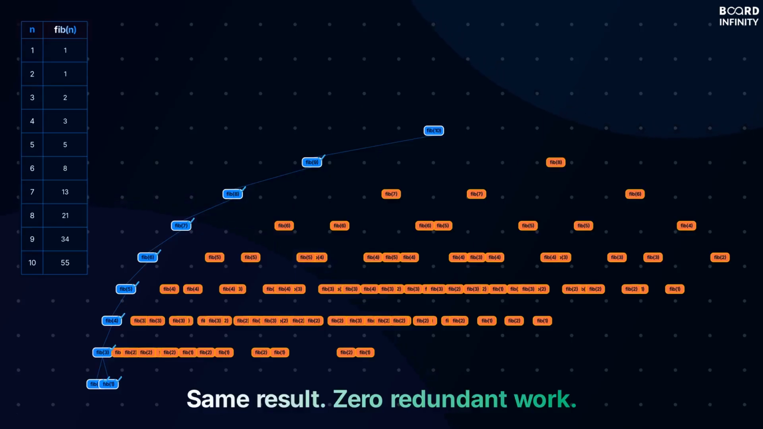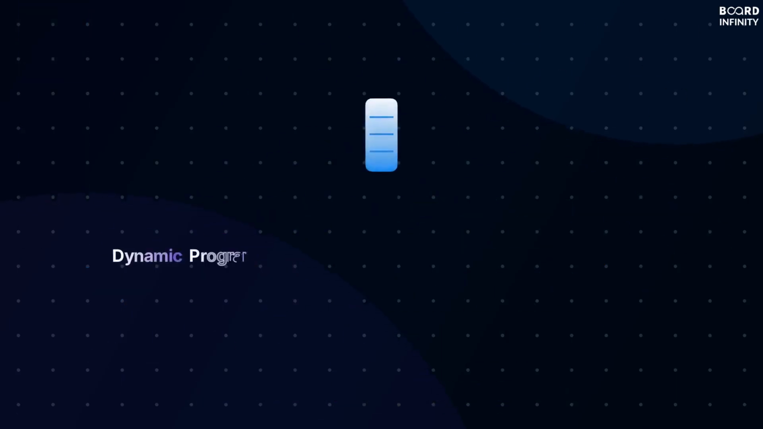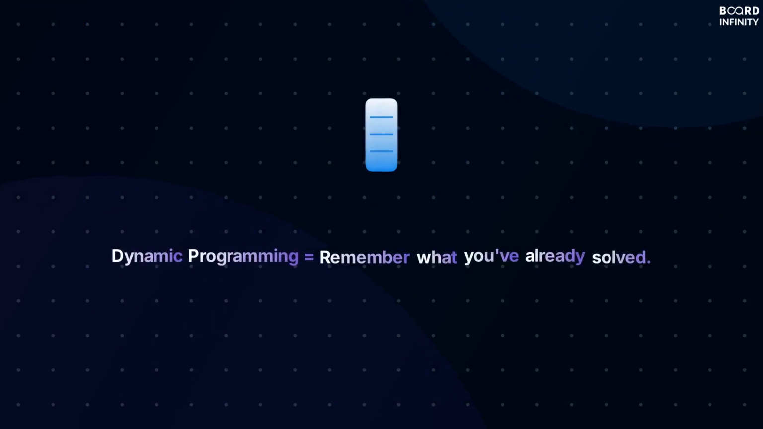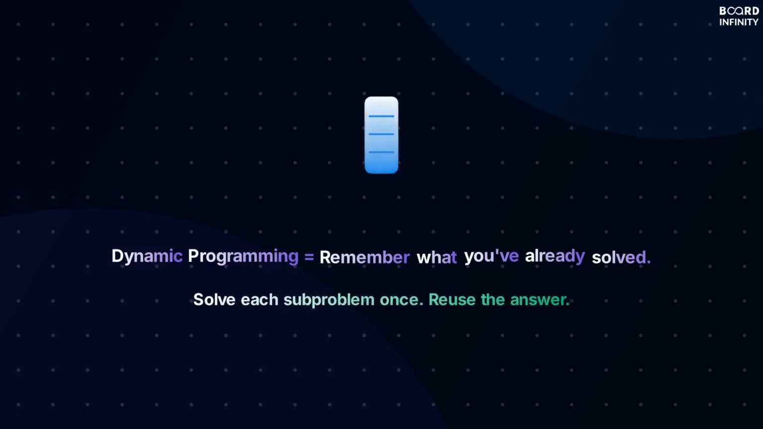This is the goal of dynamic programming. At its core, dynamic programming is about remembering what you've already solved. It's a fundamental principle for optimizing recursive problems, turning exponential complexity into polynomial. It's a powerful technique that allows us to solve each subproblem only once, and then reuse that answer whenever it's needed again. This approach dramatically improves efficiency and is a key skill for any professional.